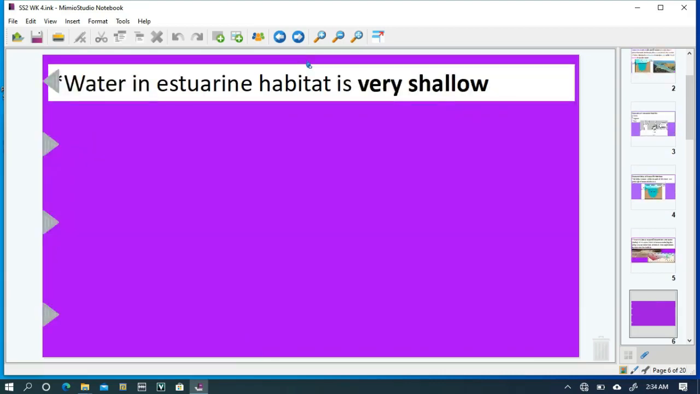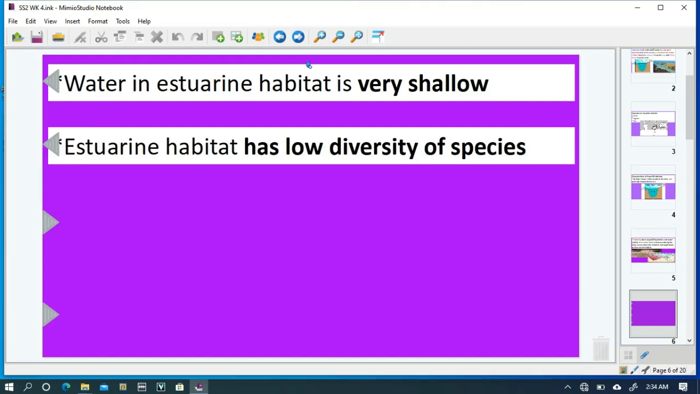The third characteristic of estuarine habitat is that water in estuarine habitat is very shallow. The fourth characteristic of estuarine habitat is that estuarine habitat has low diversity of species, that is, fewer organisms exist in estuarine habitat.